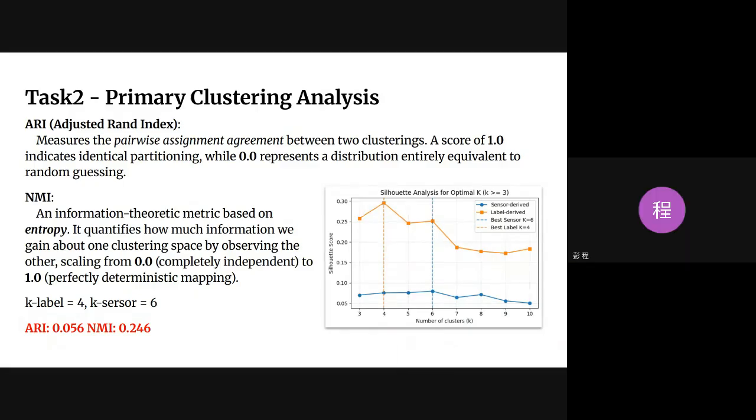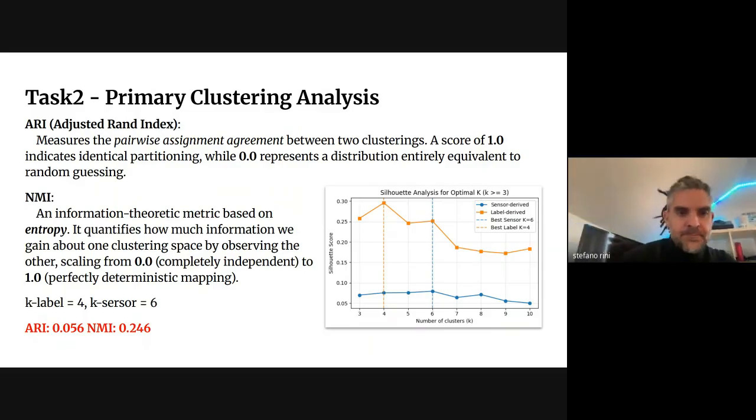Okay, and we can see the ARI is very low. It's only 0.056. It's very close to 0.0 and very far away from 1.0. So these two types of clustering are very, very different. And the NMI is 0.2, which is not a big number. Okay, next page.